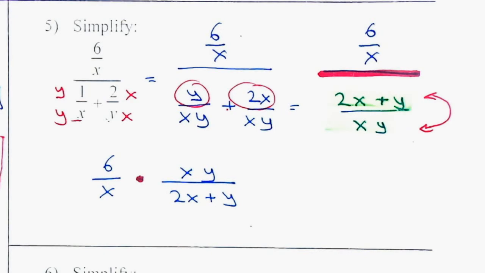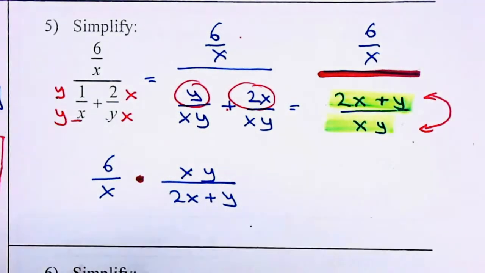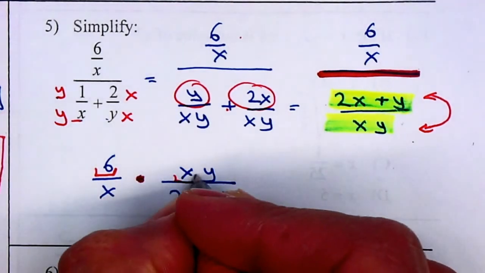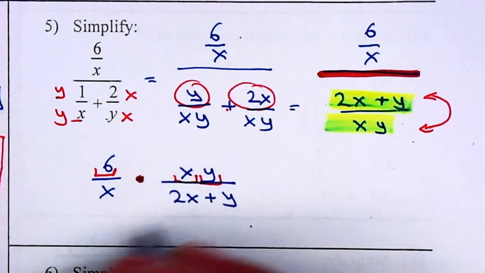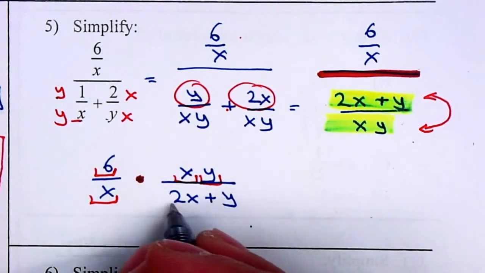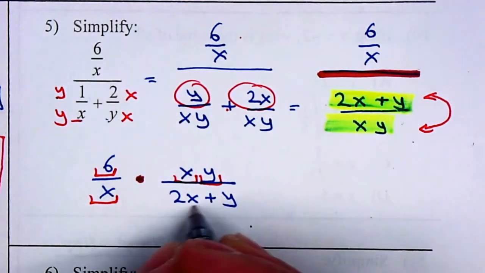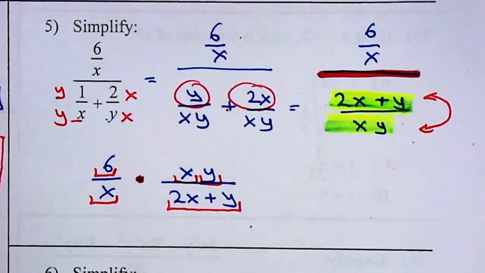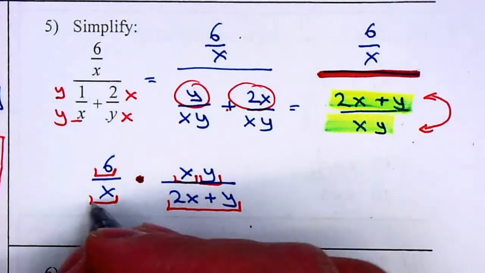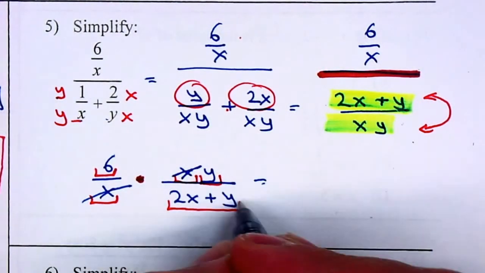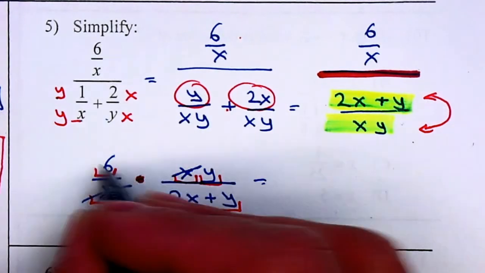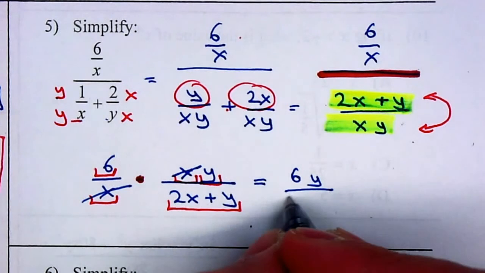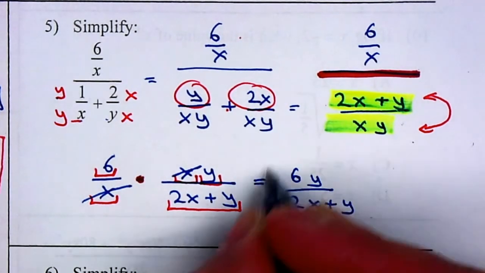Now I can go in and see what cancels. I have a 6 as one of the factors. I have an x as one of the factors, and a y. I have an x as a factor. I cannot separate this as different factors because there's a plus in between. Therefore, this whole thing is a factor. So what cancels? I can cancel one of the x's. You cannot cancel the y's because this is a whole factor. So I have 6 times y will give me 6y over 2x plus y.